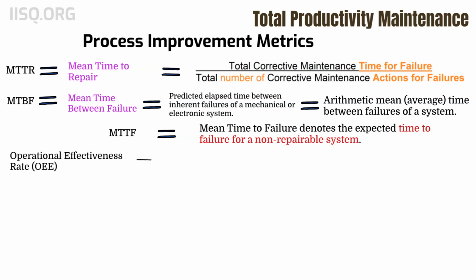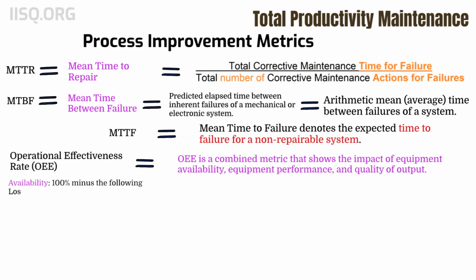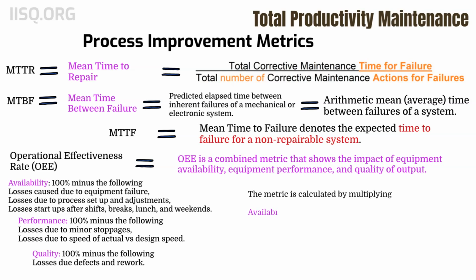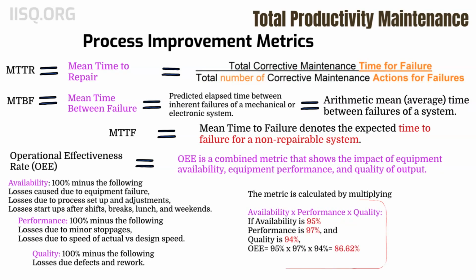Overall equipment effectiveness, OEE, is a combined metric that shows the impact of equipment availability, equipment performance, and quality of output. The metric is calculated by multiplying availability, performance, and quality, as detailed. Here note how these 3 terms are defined and how the OEE is calculated.